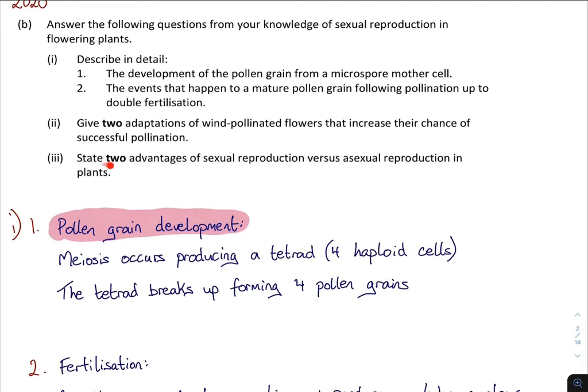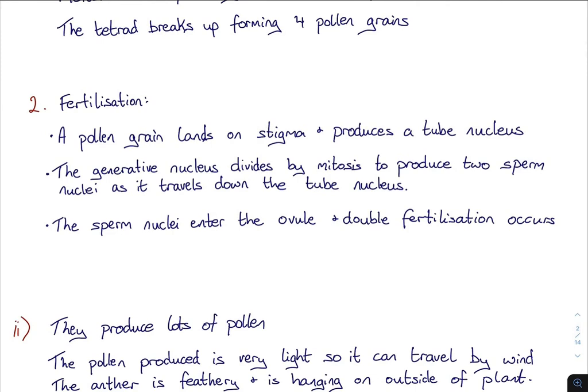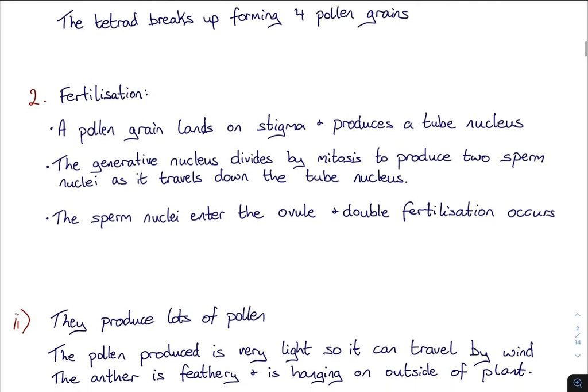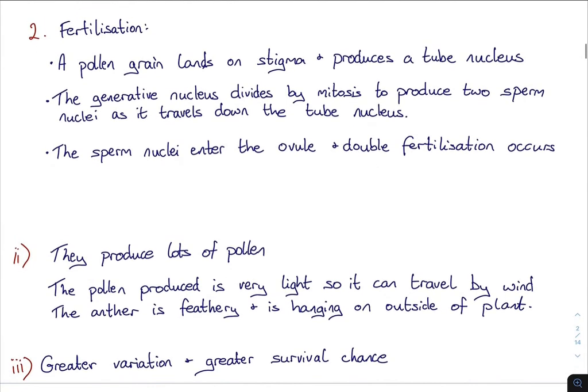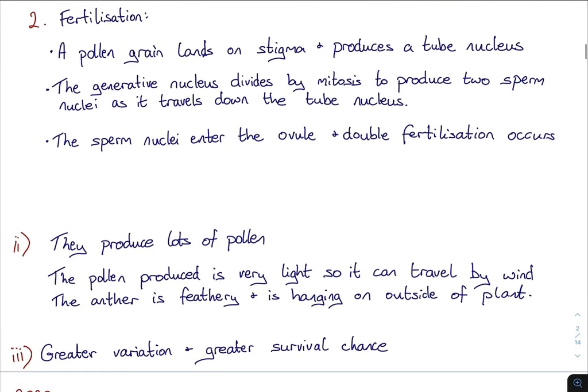And 2 advantages of sexual reproduction versus asexual reproduction. The common enough question comes up in another chapter as well called vegetative propagation, which we will look at next. So what's good about sexual reproduction? Greater survival chances, okay, because they're more likely to show adaptations, and evolution will take place over a longer period of time, of course. And you also have greater variation, and obviously greater variation leads to those survival chances increasing.